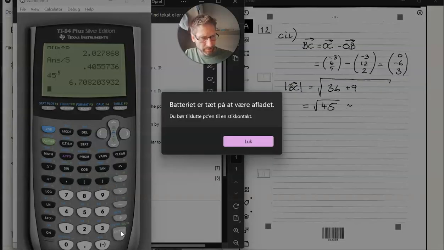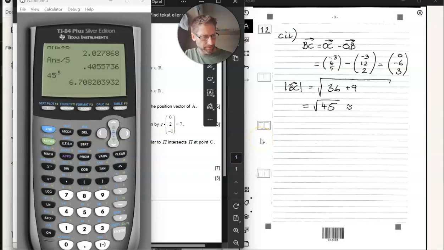That's approximately, oh, my computer is dying. Approximately 6.71, 3 significant figures.